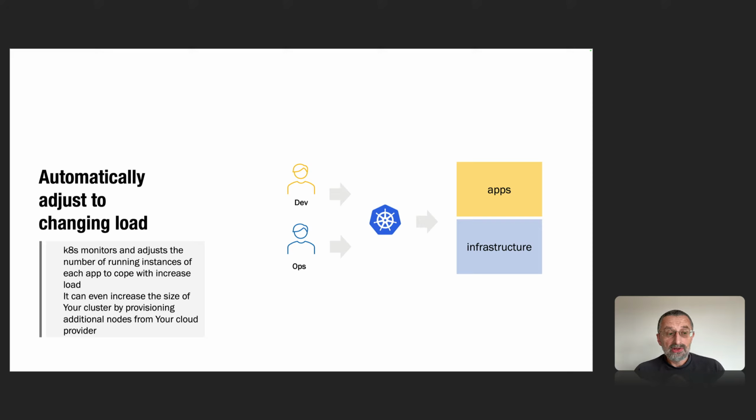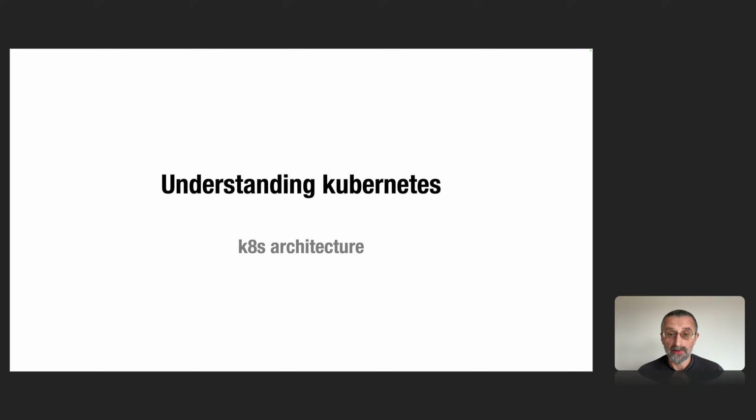Moreover, it will automatically adjust to changing loads. Kubernetes monitors and adjusts the number of running instances of each app to cope with increased load. It can even increase the size of your cluster by provisioning additional nodes from your cloud provider. So this is key for scalability, which we talked about in one of our first lectures. So you tell Kubernetes what you want to achieve, and it performs necessary actions, taking into account the current state of the environment.